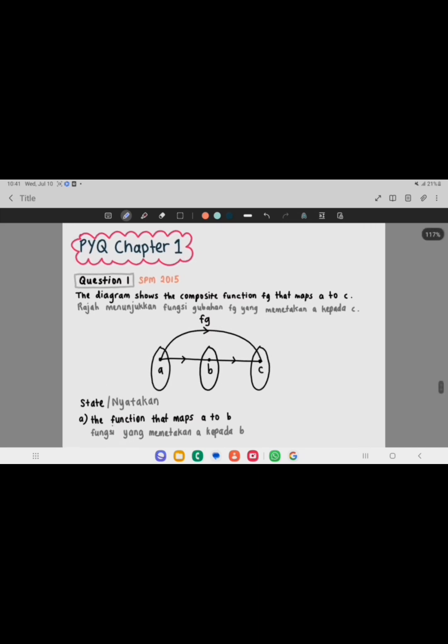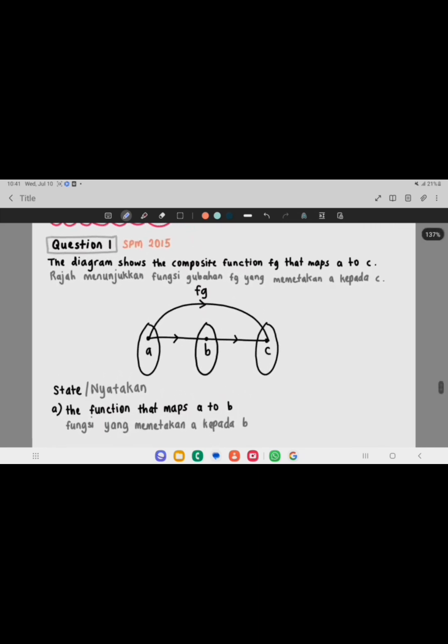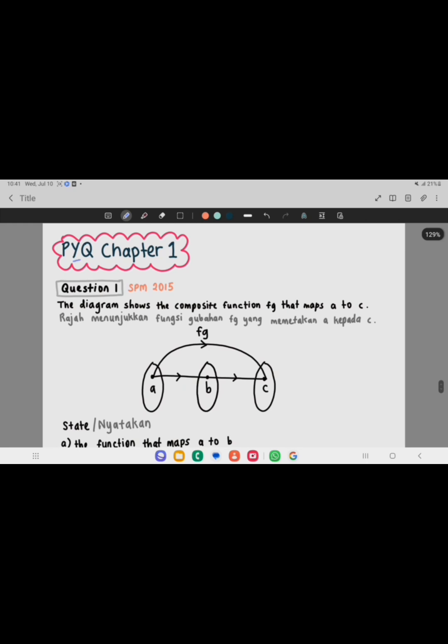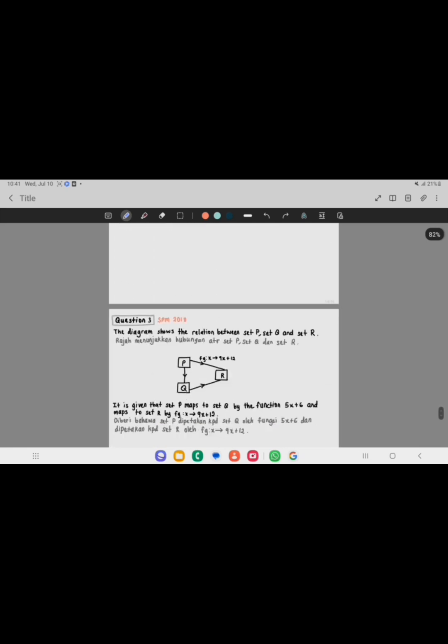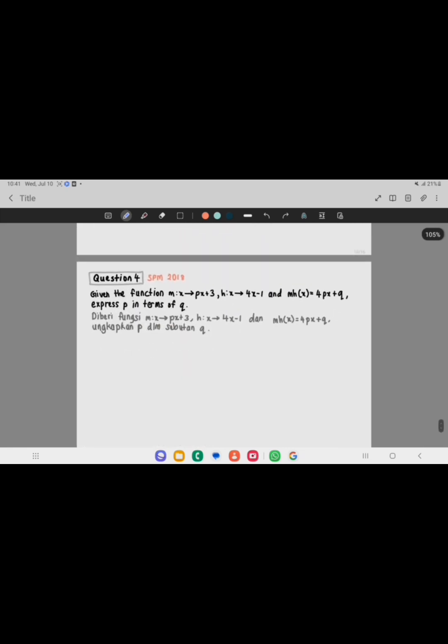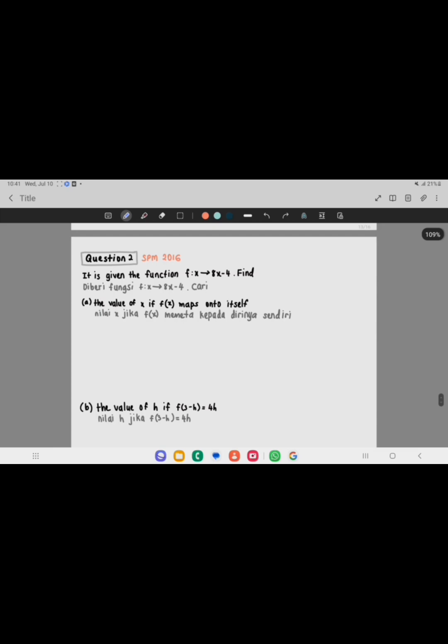Okay, so let's go to question 1 first. By the way, PYQ means past year question. So I've prepared 4 questions over here. So these are the questions. So let me explain one by one.